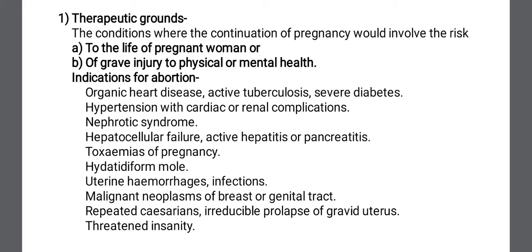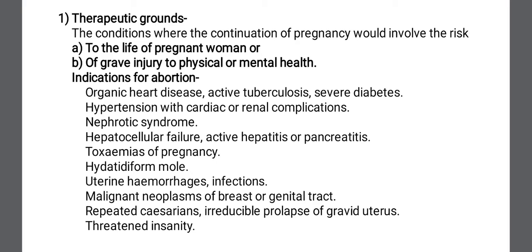So what are the indications for abortion under these therapeutic grounds? If the pregnant lady has heart disease, organic heart disease, active tuberculosis, or severe uncontrolled diabetes, if she continues with the pregnancy it can cause life threatening complications, and she can even die. So if the lady is suffering from any organic heart disease, tuberculosis, or severe uncontrolled diabetes, you will have to go for termination of the pregnancy. Then hypertension with cardiac or renal complications. If the lady has severe hypertension where she has developed cardiac or renal complications because of long standing hypertension, continuation of the pregnancy is not possible, you will have to go for MTP.